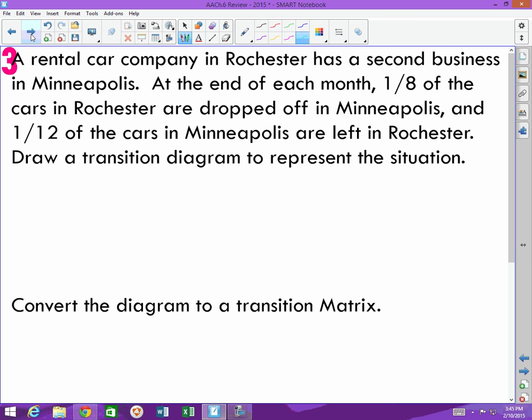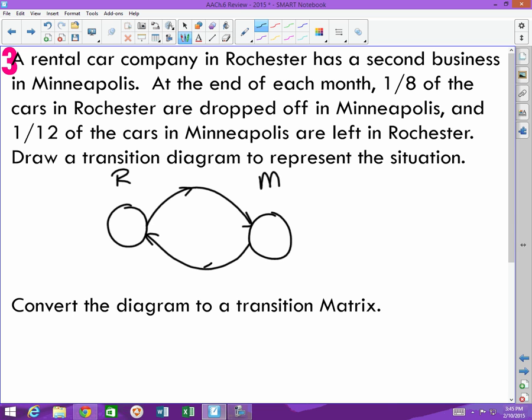Here we have a rental car company in Rochester has a second business in Minneapolis. At the end of each month, 1/8 of the cars in Rochester are dropped off in Minneapolis, and 1/12 of the cars in Minneapolis are left in Rochester. Draw a transition diagram to represent the situation. So we've got this circle and that circle, and this is the Rochester circle and the Minneapolis circle. And some cars are going from Rochester to Minneapolis, and some cars are going from Minneapolis to Rochester.